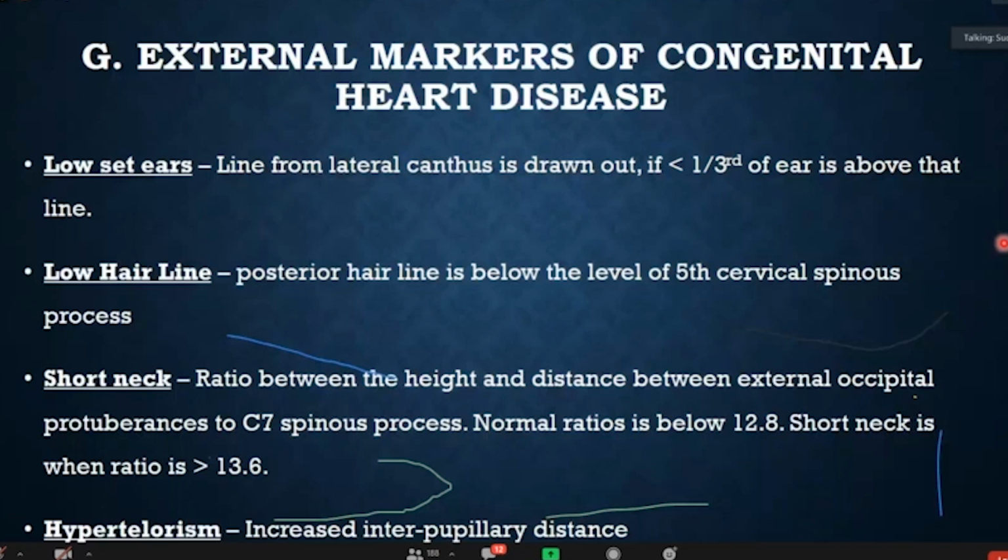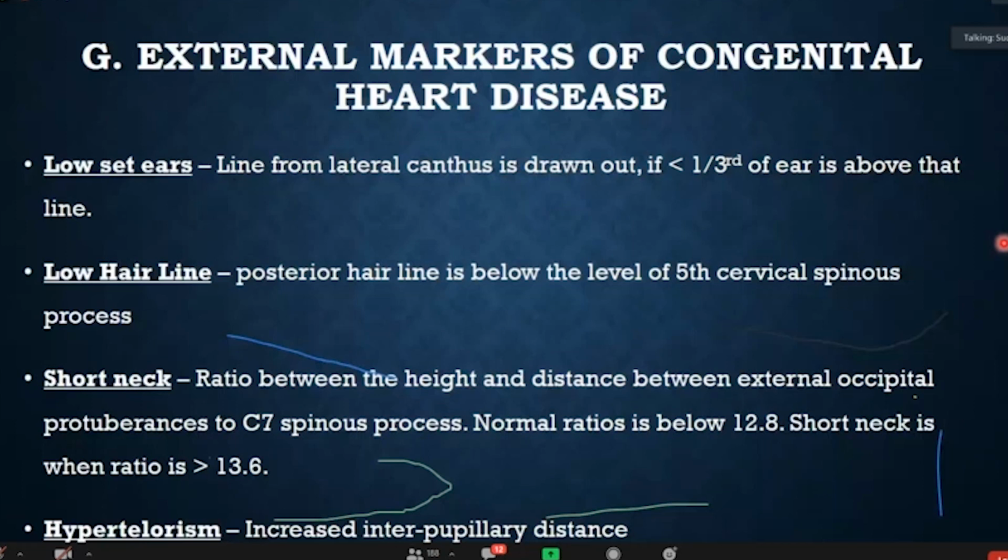Posterior hairline, if it is below the 5th cervical spine, it is known as low hairline. Just knowing a definition is enough. I think we should not go into much detail. Short neck, if the ratio of the height of C7 spinous process and the distance between the external occipital protrusion to the C7 is more than 13.6. So just know the definition.